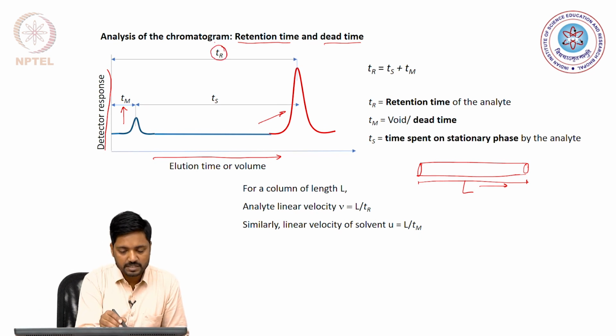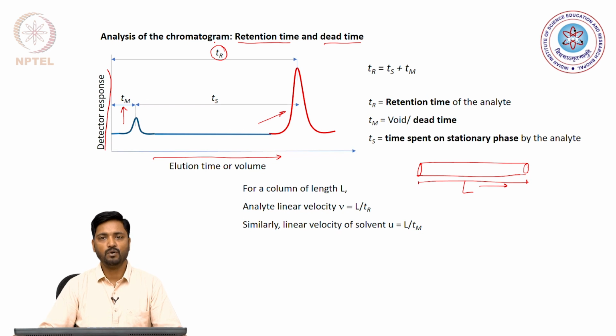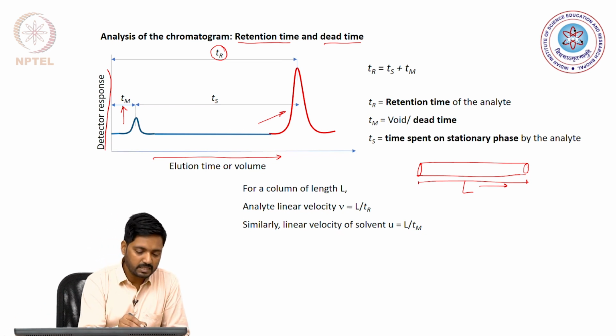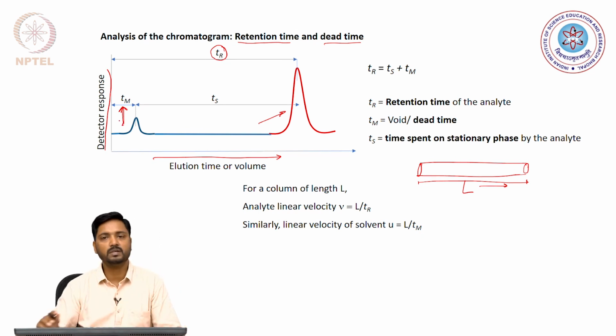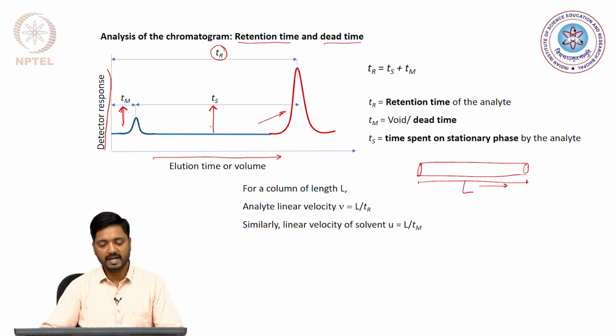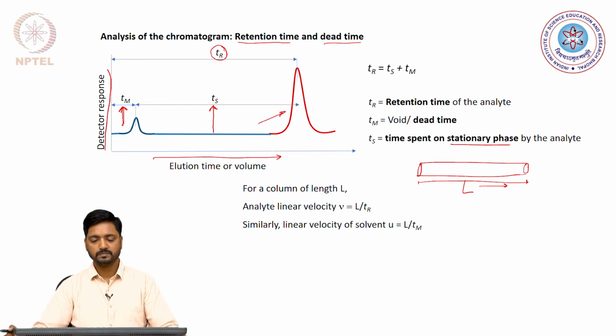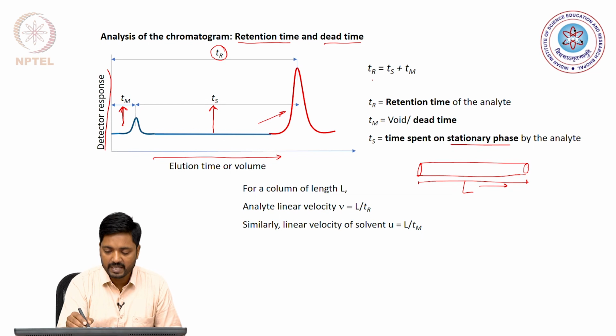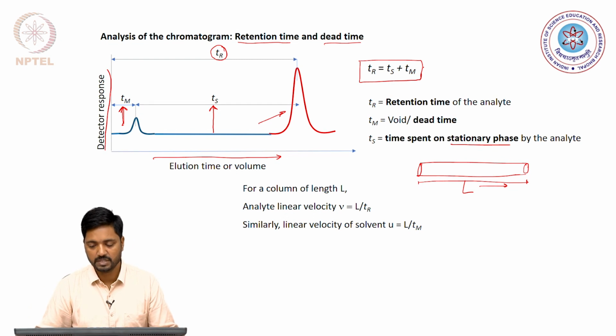So, essentially this retention time t_r is composed of two components. One of course is the time that the mobile phase takes to come out of the column, which is the t_m, and there is an additional time that our solute is spending inside the column, which is known as the t_s, or the time that the analyte is spending on the stationary phase. So, we define the retention time as the sum of the time the analyte spent on the stationary phase plus the time that is denoted as the dead time or the void time.